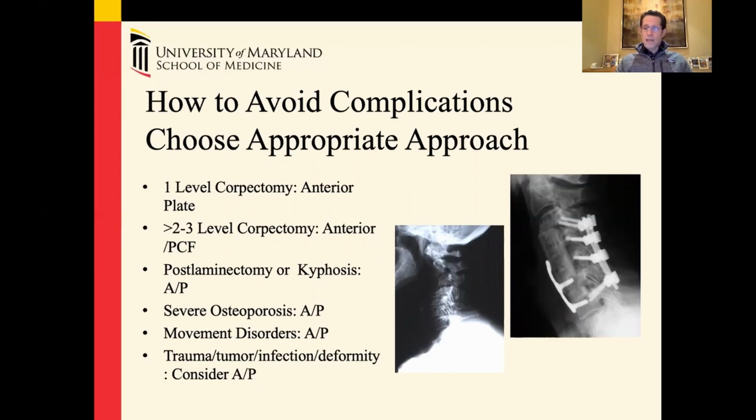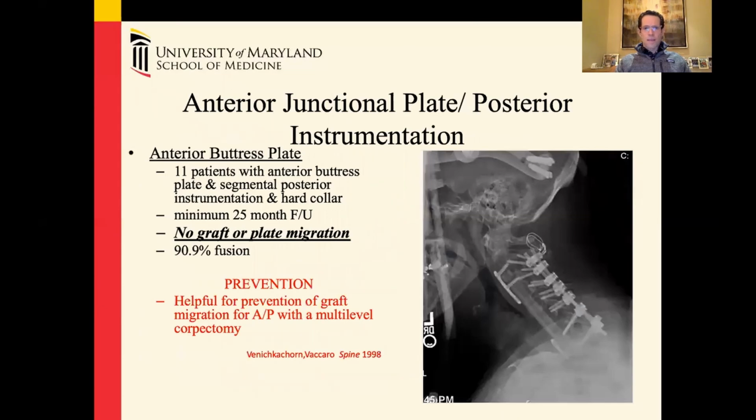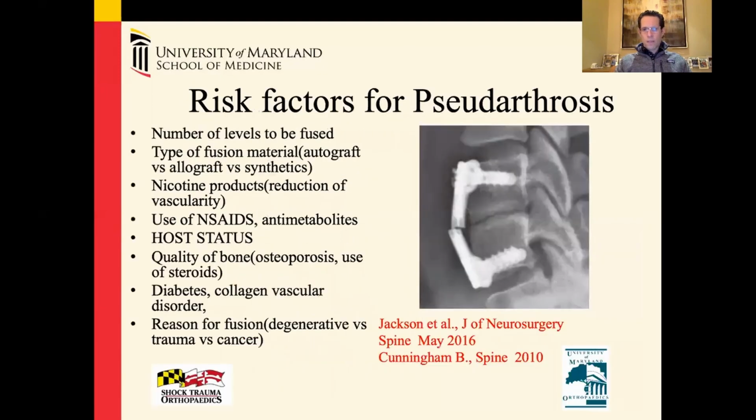For somebody that doesn't have a cervical deformity, that has a single level vertebrectomy, I typically will do it from an anterior approach. If you have a 2 or 3 level problem, I typically will go anterior and posterior. Somebody that has a kyphotic deformity, osteoporosis, movement disorder, trauma, tumor, or infection, I'll consider going front and back. And in those cases where you're doing multi-level corpectomies, I will typically use a kick plate or a junctional plate to prevent the graft from migrating.